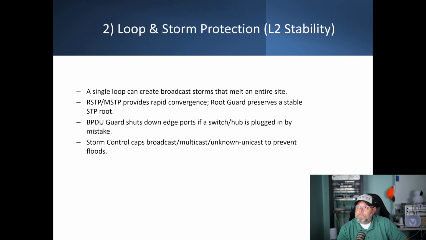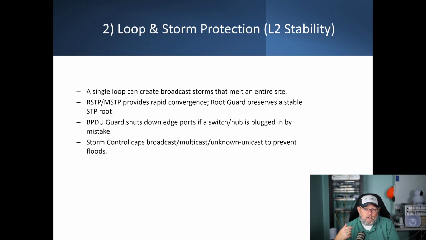properly. We want some sort of loop and storm protection for layer 2 stability. If you've never seen a broadcast storm bring a network down, it is ugly. A lot of times you go in the server room and you got nice blinky lights on your switches. I've seen them solid and nothing on the network. It's like the network completely locks up, and a loop can do that.